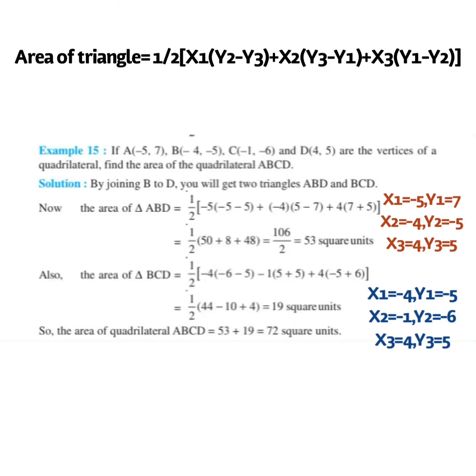Minus 6 minus 5 is minus 11, 5 plus 5 is 10 and minus 5 plus 6 is 1. So we get half into (44 minus 10 plus 4), which is equal to 19 square units, which is the area of triangle BCD. So the area of quadrilateral ABCD is equal to 53 plus 19, which is equal to 72 square units.